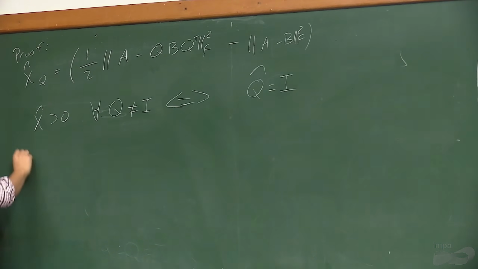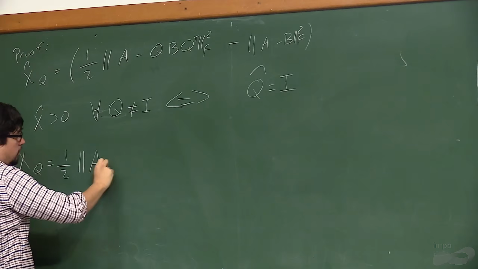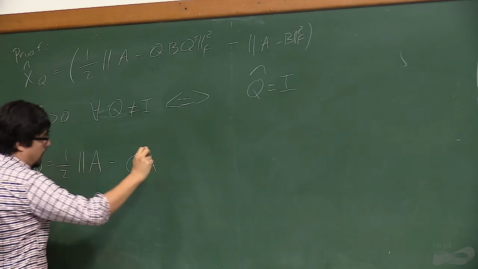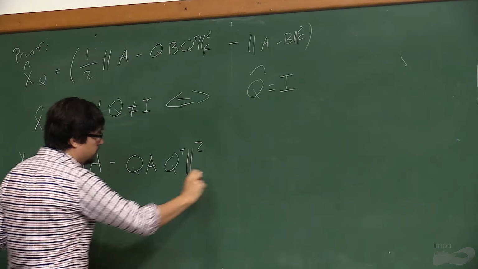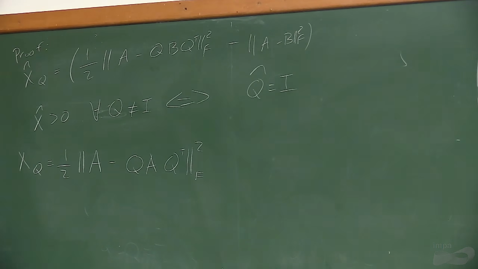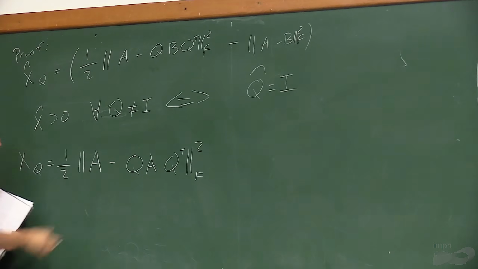And similarly, we can define a population quantity, xq, which is the quantity that I mentioned earlier, A minus QAQ transpose in Frobenius norm, which is measuring how different A is from some permuted version of itself, right? So the larger this value, the smaller the chance that we get too many perturbations that destroy the solution of the problem.